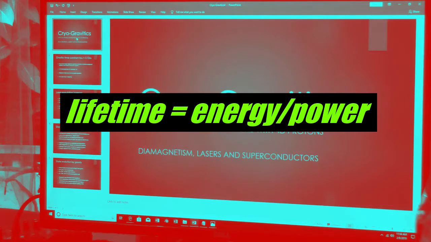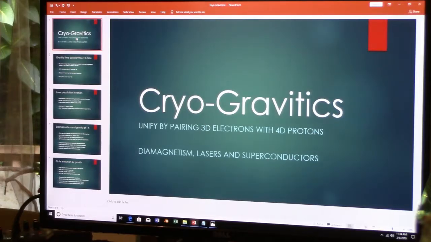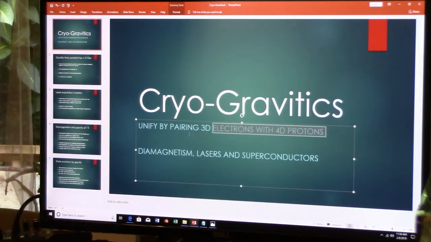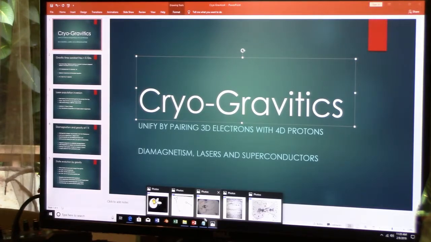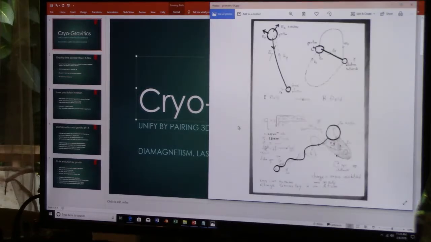Cryogravitics, a new branch of science at very low temperatures involving the subtleties of gravity. And this is done by unifying the 3D electrons as they are paired with 4-dimensional protons. And then we'll talk about diamagnetism, laser beams, and superconductors. But first, as I said, this pairing of 3D electrons and 4D protons is best looked at with the geometry. So let's take a look at the basic dimensions I'm talking about.